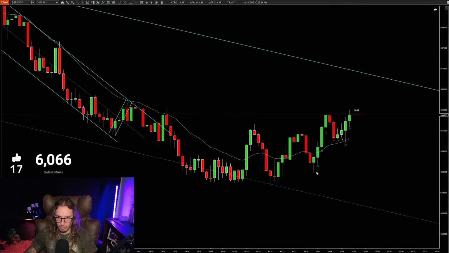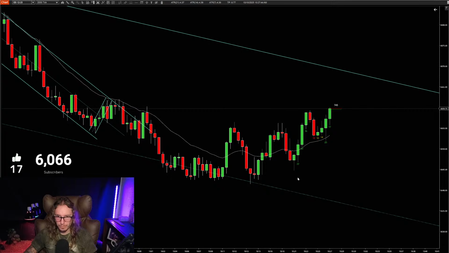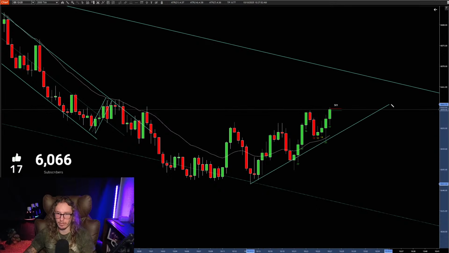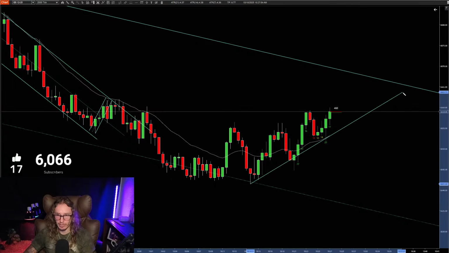All right, I didn't really plot anything over here, so I don't know if there's any setups. Let me look. Nothing I like. We kind of have this very slightly upward bias again. We keep getting these little grinds, right? These little tiny grinds.